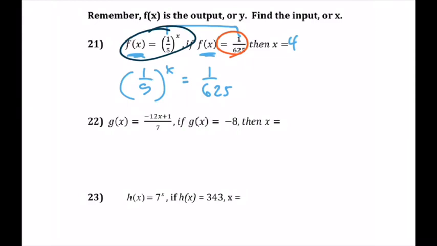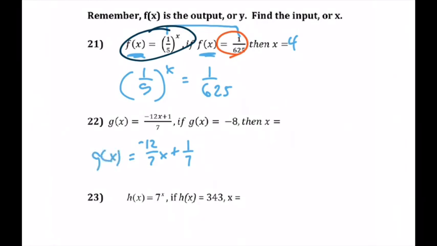Okay, number 22. This is a linear equation. I know this does not look like y equals mx plus b, but it actually is. You could separate that to be negative 12/7 x plus 1/7. That's exactly the same thing. And then you could graph that if you wanted to.